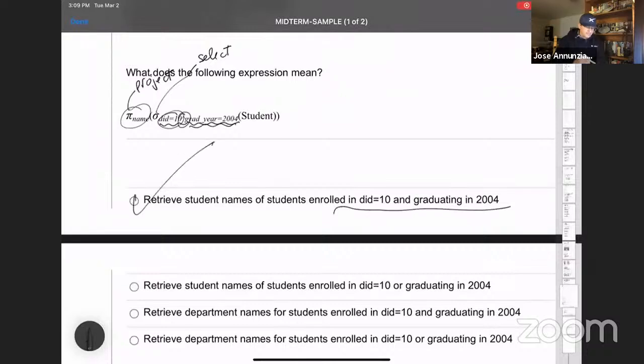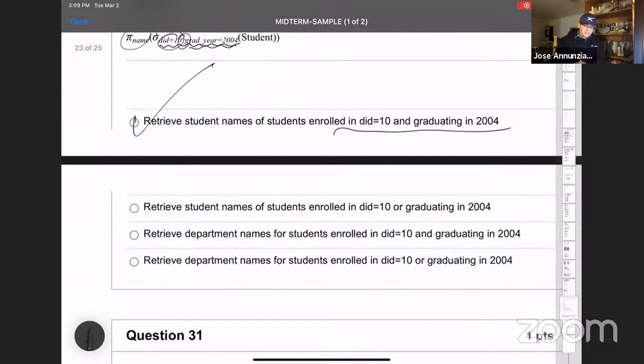So that looks right. Student names enrolled in and graduating. Retrieve department names of students enrolled in and graduating? Wait, no, not department names. So it's definitely the first one.